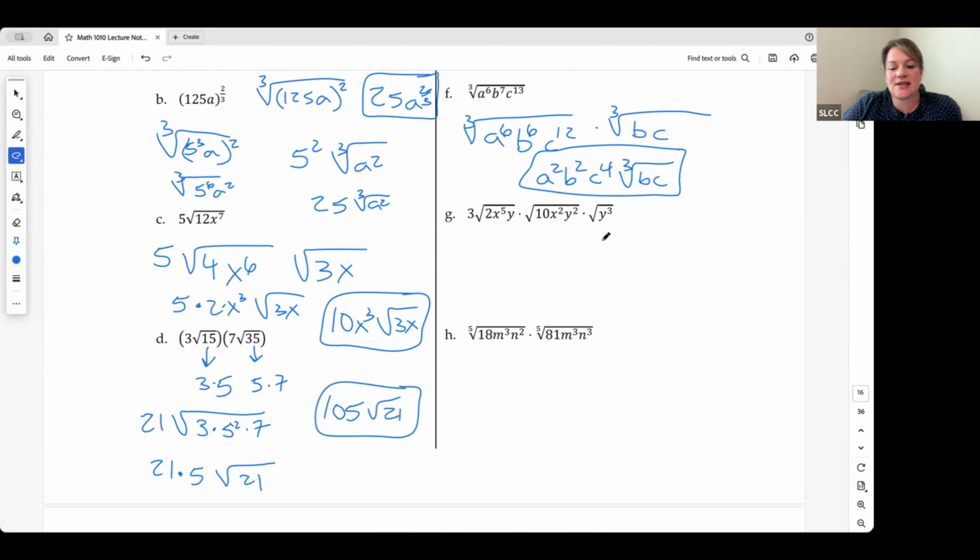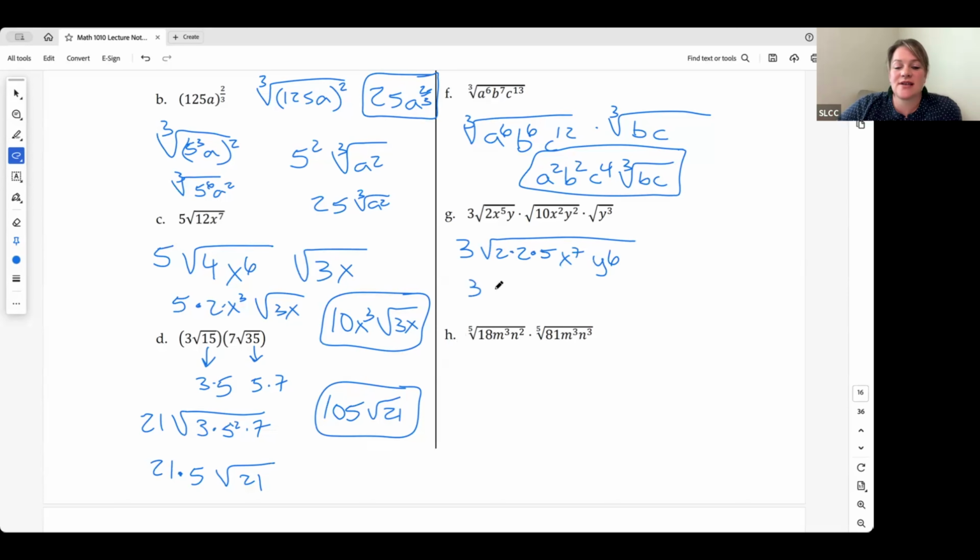Should we mash them all together and then clean them up into the two buckets? Let's try that. I have 3 out front. And then if I put all the numbers, it would be 2 times 10, which is 2 times 5. Then I want to count the x's. So 5, 6, 7. 7 x's, and then I count the y's. So 1, 2, 3, 4, 5, 6. Awesome. Mash it all together and then clean it up.